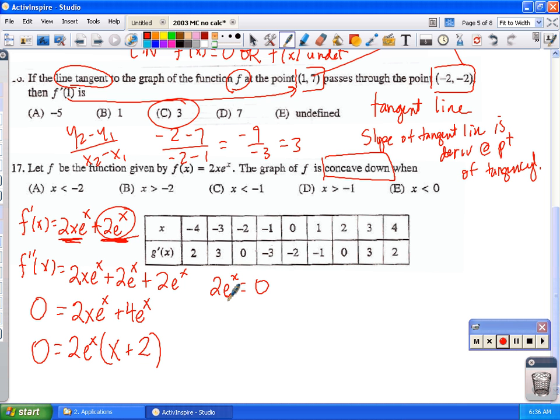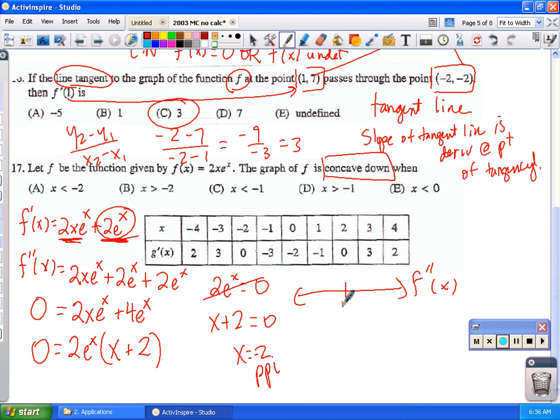E to the first power is e. E to the 0 power is 1. E to a negative power simply makes a fraction. So this can never be 0, so nothing comes out of that factor. But I get x plus 2 equal to 0, so x equal to negative 2 is a possible point of inflection. All right, now we're looking for concave down interval, so I'm going to make a second derivative number line.